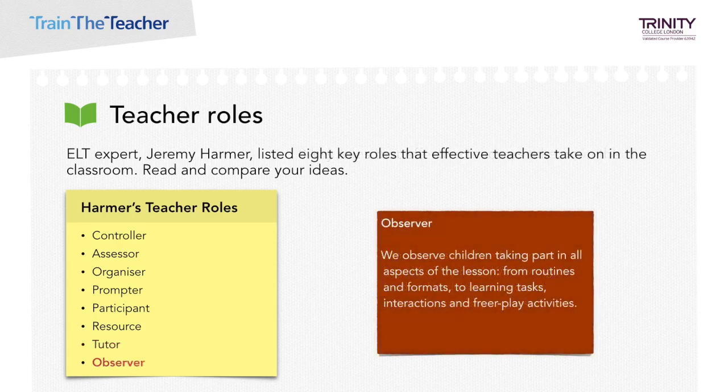The final role that Harmer identifies is that of observer. We observe children taking part in all aspects of the lesson, from the routines and formats that we set up when they come into class or when we move from one space to another. During learning tasks, we observe children, how they interact, how they behave, how they focus. During interactions, we observe, listening for the language they use or the ideas they generate. And during freer play activities. In fact, being an observer is a key part of the assessment of young learners.